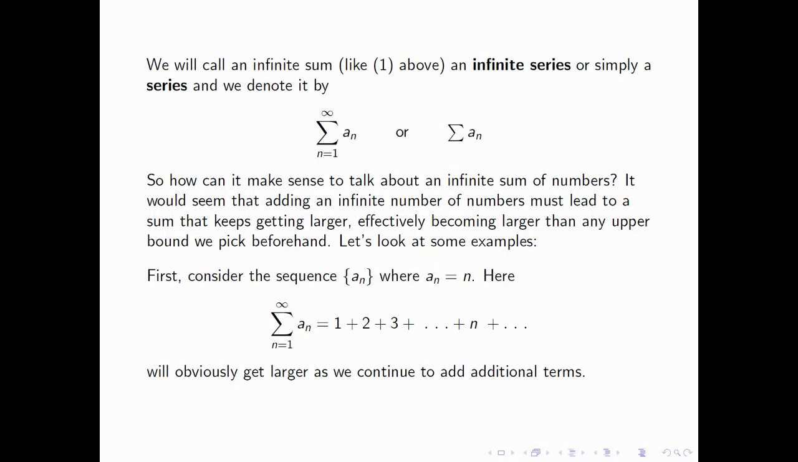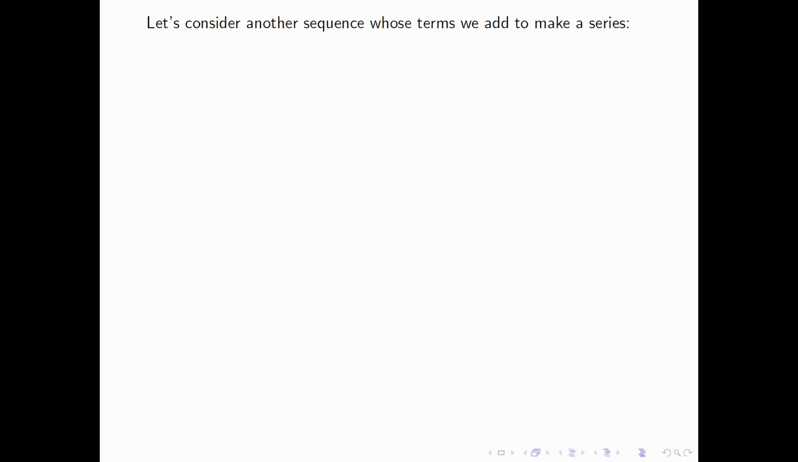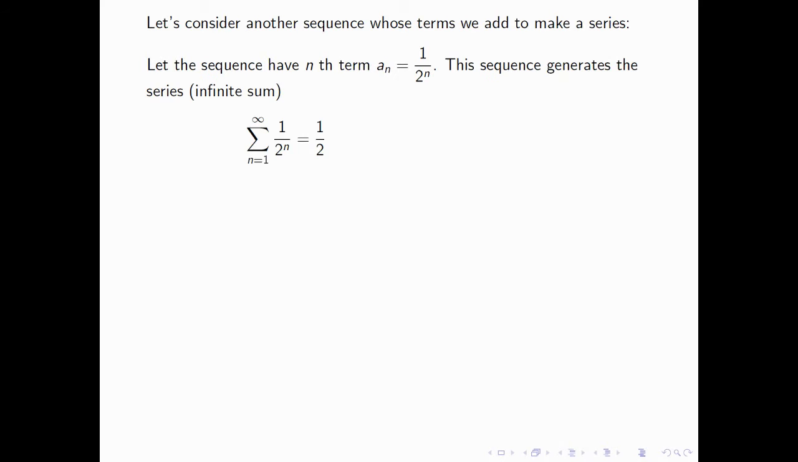And so this is an example where we don't get anything interesting coming back. It's kind of what we expect to happen. Let's look at another one. Let's look at a sequence where the nth term is given by 1 over 2 to the n. And we're going to make an infinite series of this sequence an. So the sequence we generate looks like this.